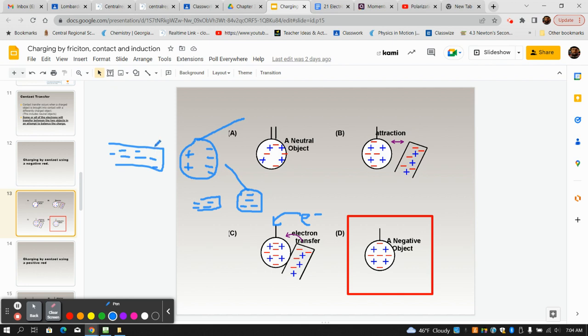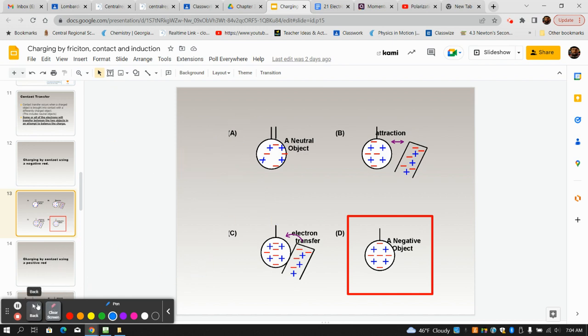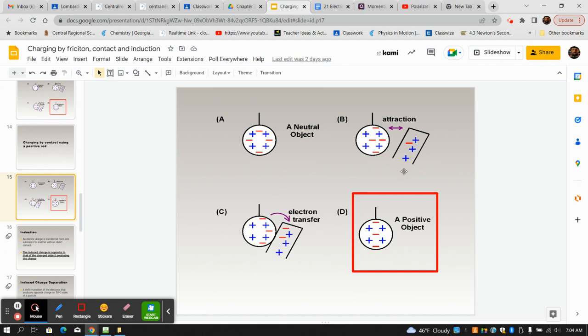The same thing would happen with the positively charged rod. It'd just be reversed. The negatives would be over on the left side of the neutral ball, and they would be attracted. If it made contact, all right, what's going to happen? Same thing. Positively charged rod. Some of these electrons are attracted to the extra positive charge in the rod, so some of these electrons jump over. And then when you remove the rod, now there's fewer negatives over here, so now you have a positive object and still a positively charged rod.